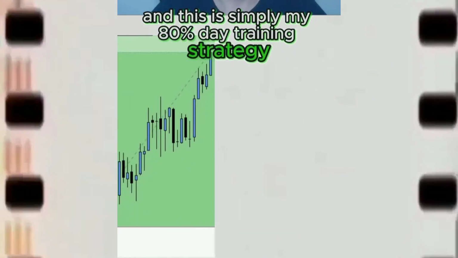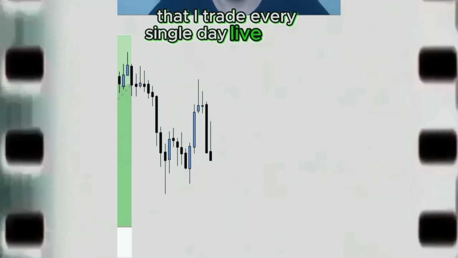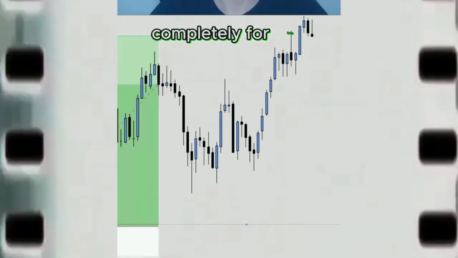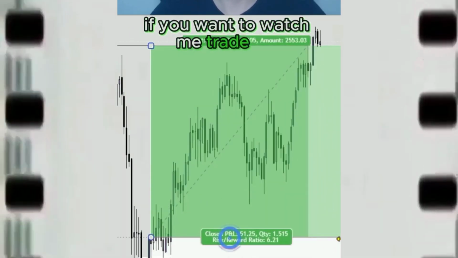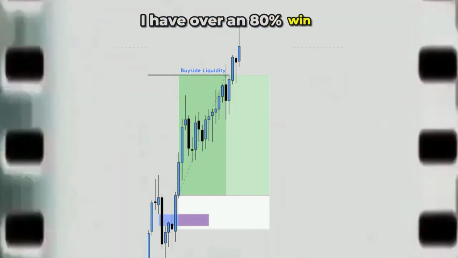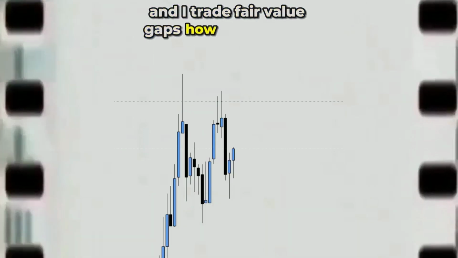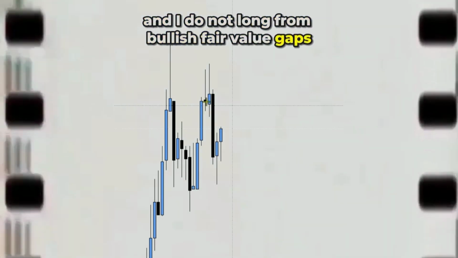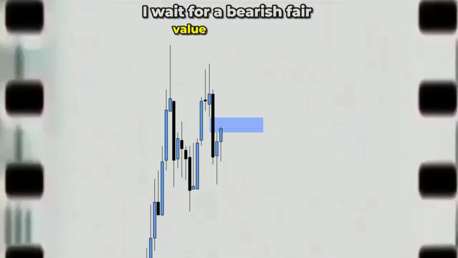And this is simply my 80% day trading strategy that I trade every single day live in my Discord completely for free. If you want to watch me trade live, I have over an 80% win rate, and I trade fair value gaps how they should be traded. I do not short from bearish fair value gaps, and I do not long from bullish fair value gaps. What I wait for is inversion. I wait for a bearish fair value gap to be disrespected, and then I go long from the bearish fair value gaps.